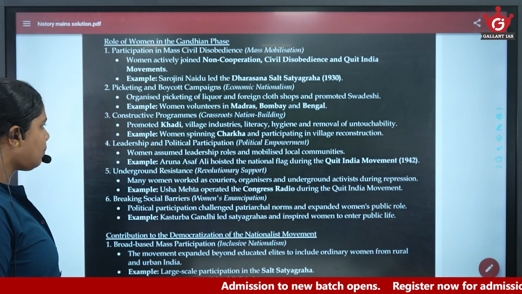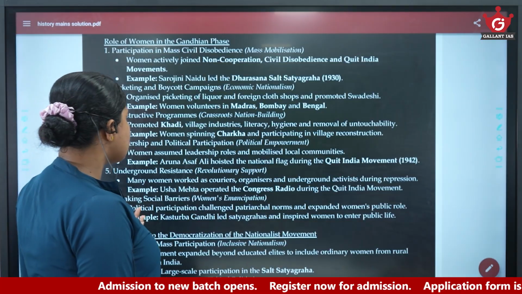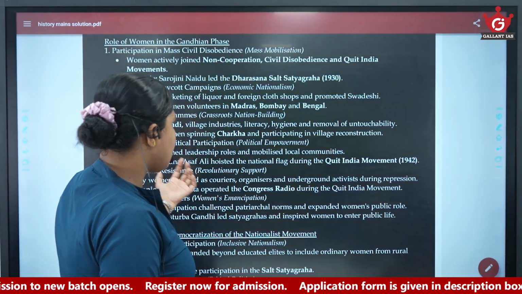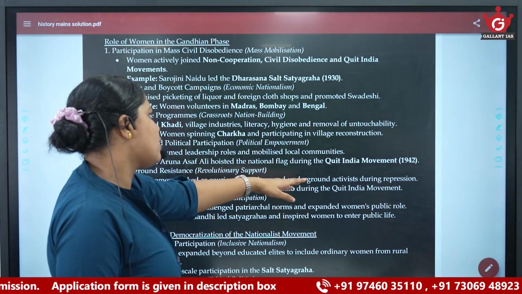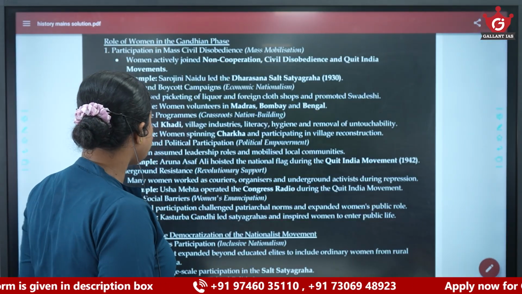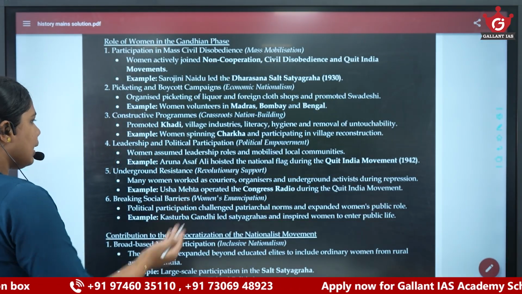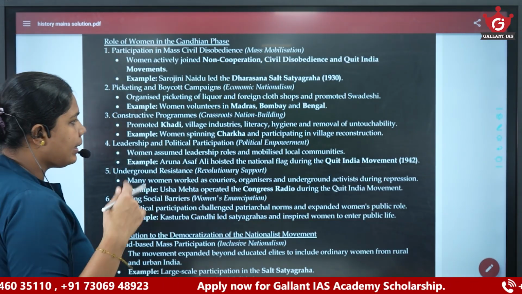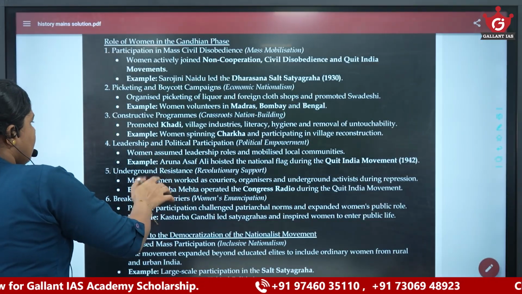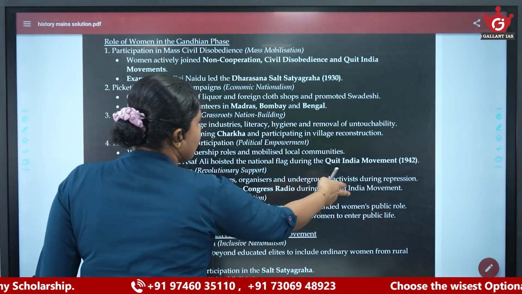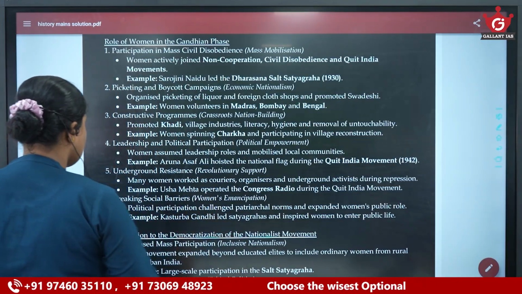Next is about leadership and political participation. Women assumed leadership roles. For example, when the Quit India movement went leaderless, Aruna Asaf Ali hoisted the national flag. This is very important: underground resistance. Here again, when the Quit India movement leaders were arrested and the movement went leaderless, Usha Mehta operated the Congress radio during the Quit India movement. You can write about this.